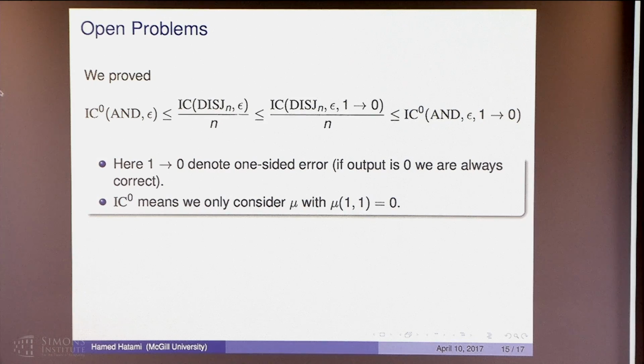But now, let's move to one-sided error. So now I'm interested in the same thing, but more restrictively. Now I don't want you to make an error if there is no intersection. This, again, means that if the output is 0, you're not making an error. The only error that you're allowed is changing the output 1 to 0. So that's one-sided error. Of course, if you add this restriction, you're increasing the information cost, right?